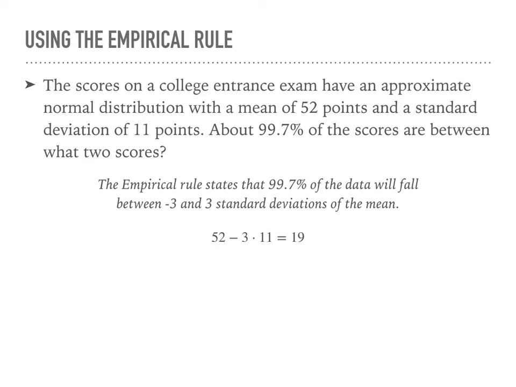We do something similar to figure out what has a z-score of +3. The mean plus 3 times 11 gives us 85. So what that tells us is 99.7% of the scores will fall between 19 and 85.